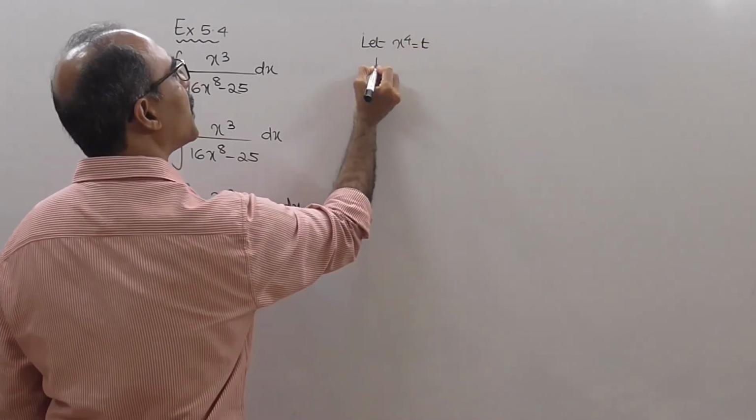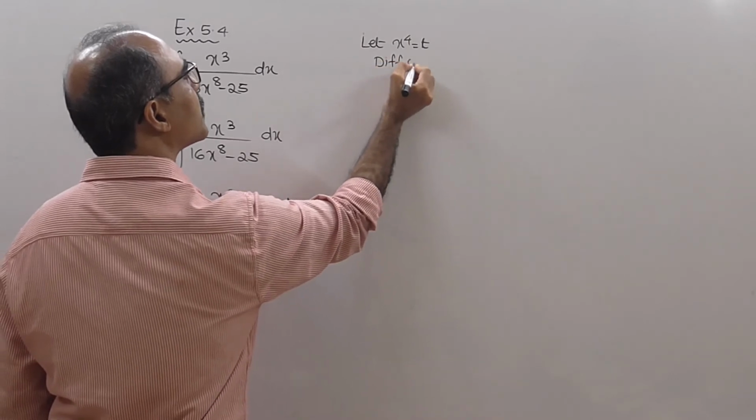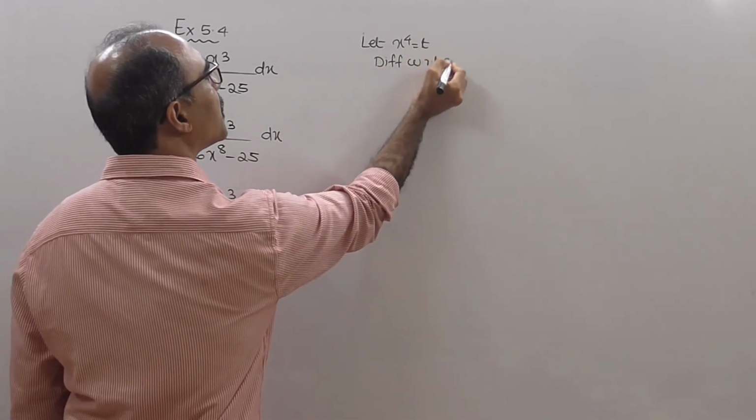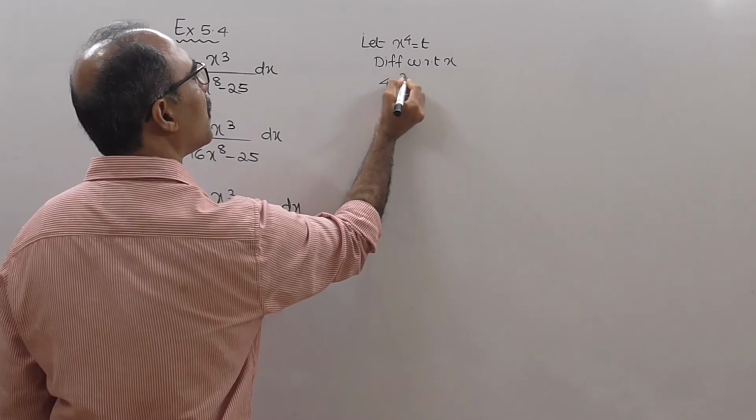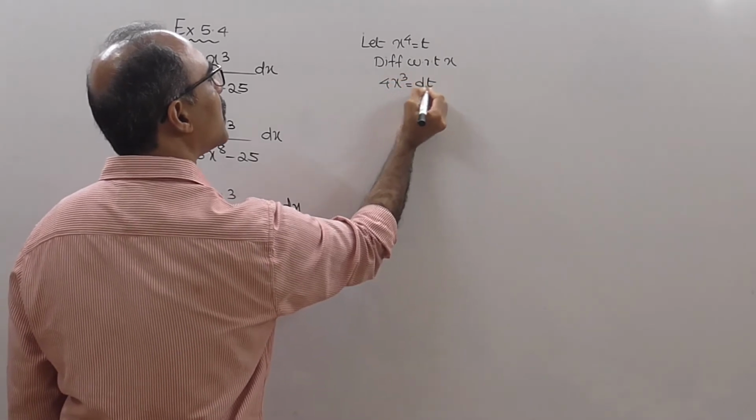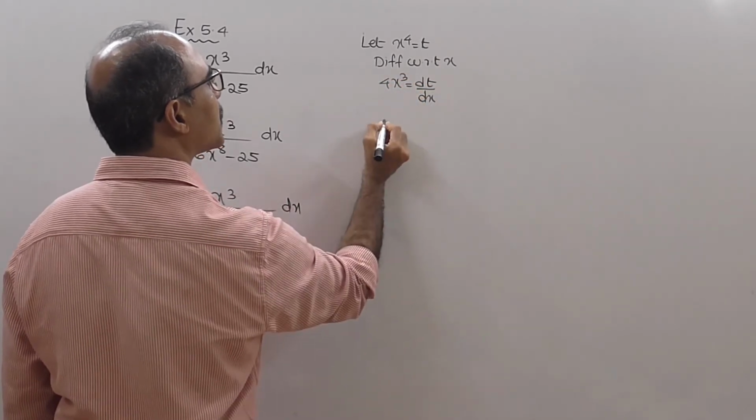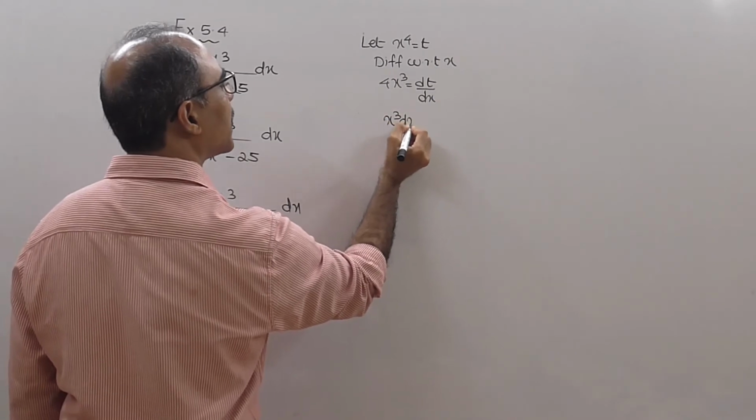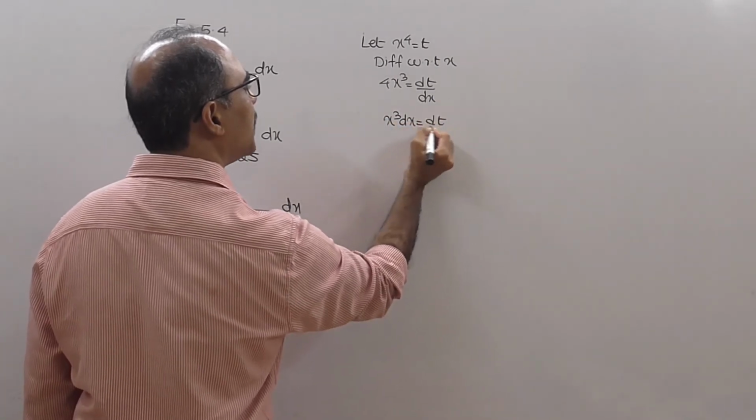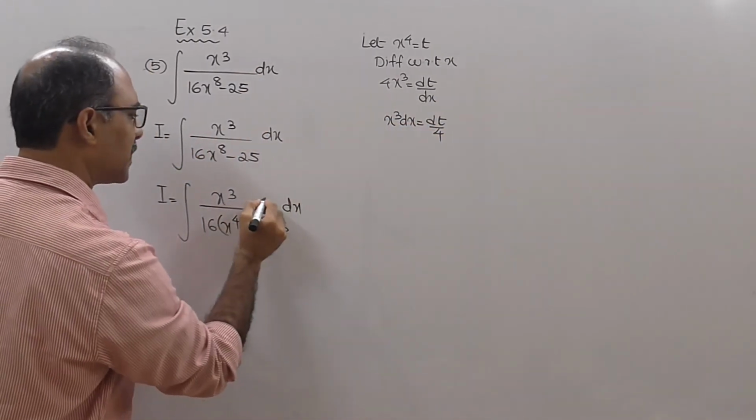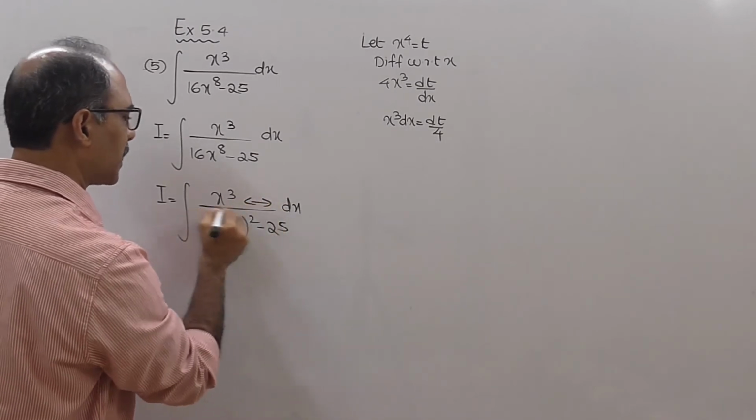Let x raised to 4 equal t. Differentiate with respect to x. I think we get 4x cube equal to dt by dx. So I think we get x cube dx equal to dt by 4. I think it matches. Check this, x cube dx.